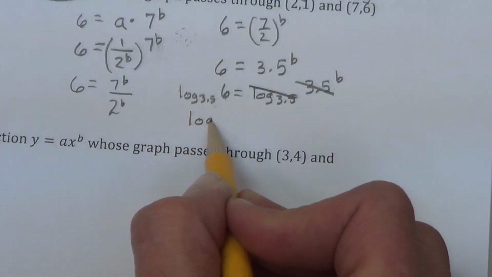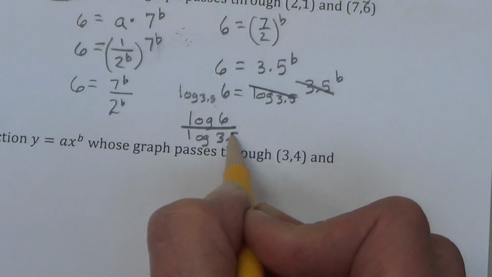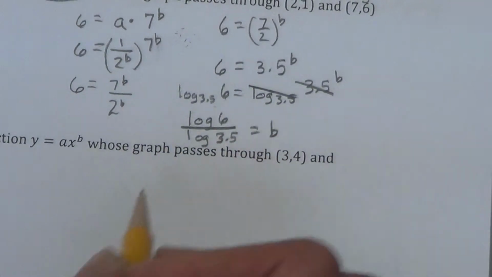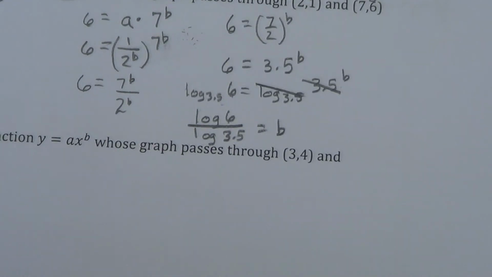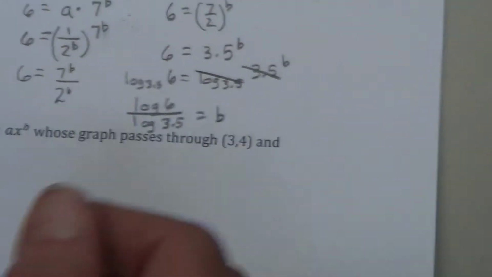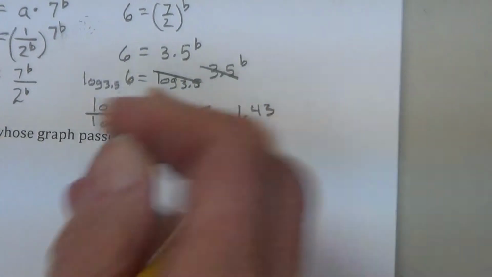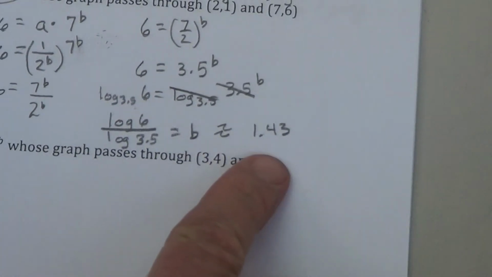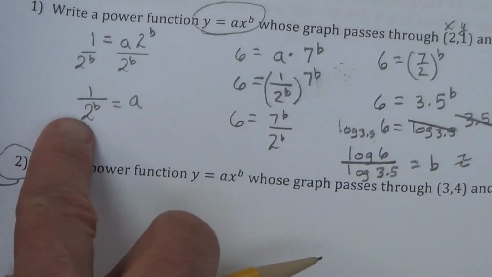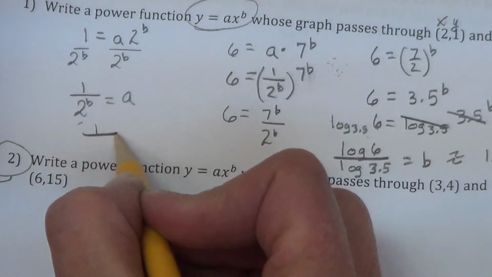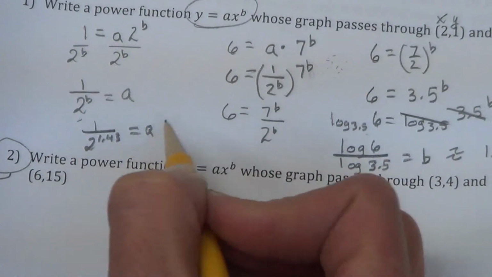We change our base to log 6 over log 3.5 equals B. Now we can divide that out on a calculator, and B is approximately 1.43. So we plug this back into the A value, 1.43 in here for this B, and we have 1 over 2 to the 1.43 equals A.